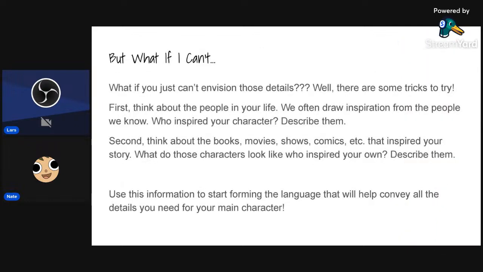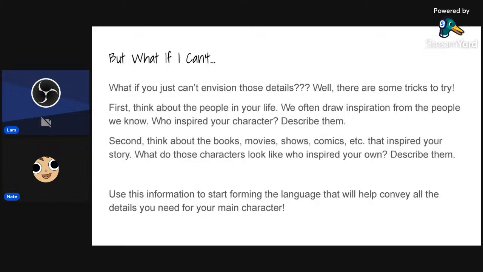So if you can't envision these characters, here's some tricks to try. First, think of the people in your life. We often draw inspiration for our characters from the people that we ourselves know. Describe those people. If someone has helped to inspire your story, I want you to imagine that person because you can recall that memory. And I want you then to start recalling information about what that person looks like. And if those descriptions have anything to do with the character that you've written.